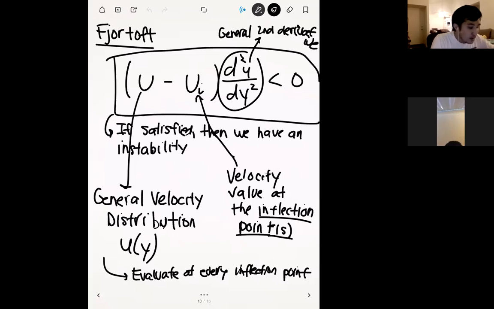Okay? And so after you plug all those in, you can basically determine if that function is going to be less than 0, or if there's any location where it's less than 0. If that's true, then Fjortoft's theorem is satisfied, and you have an instability. Right. So any questions on this? After this, I'll show you how that applies to problem 2 on the homework.